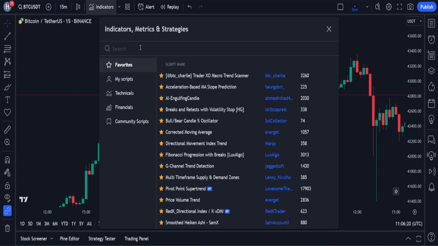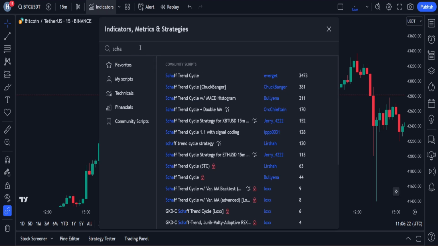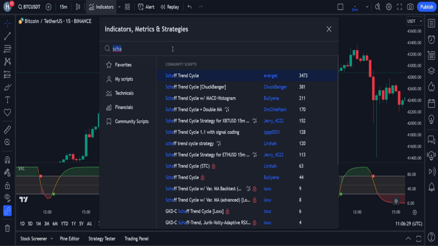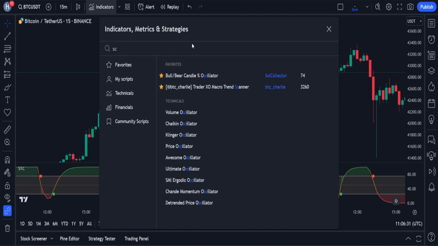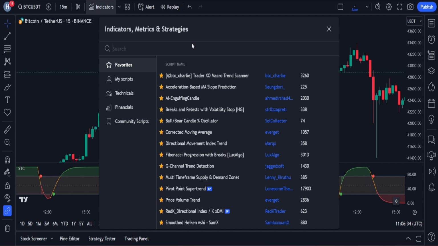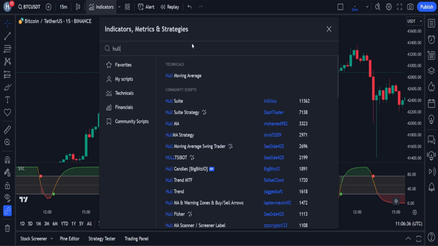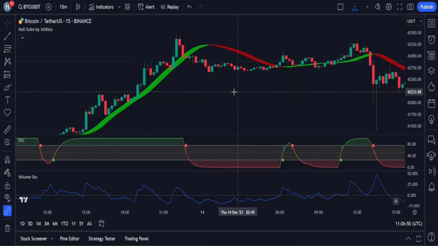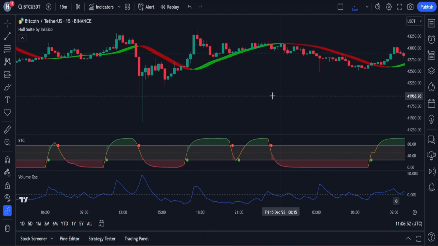So we will click on the Indicators tab and search for the Schaff Trend Cycle, and then select the indicator made by Everget. Let's add all the indicators at the same time, and then we will see the modifications we will do to these indicators. After that, we will search for the Hull Suite indicator and select this indicator made by Insilico. After that, the last indicator that we will be adding to the chart is the volume oscillator. So we will search for the volume oscillator and select this indicator made by TradingView. And this is going to be it. Those were all of the indicators that we will be adding to the chart.